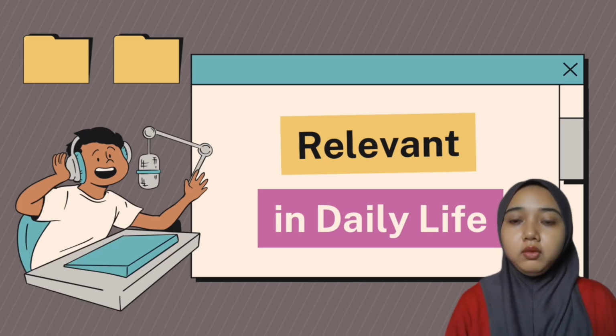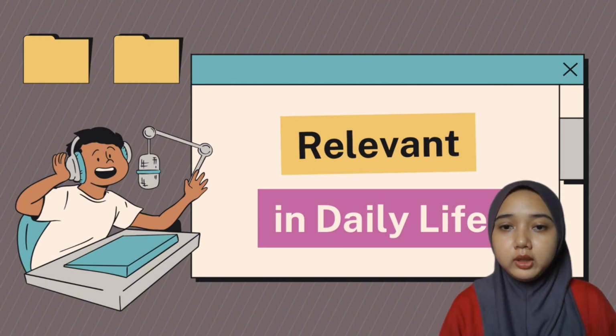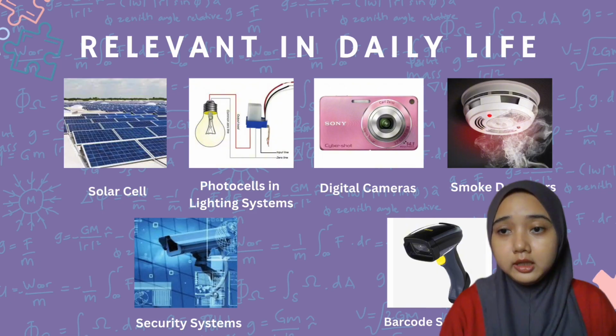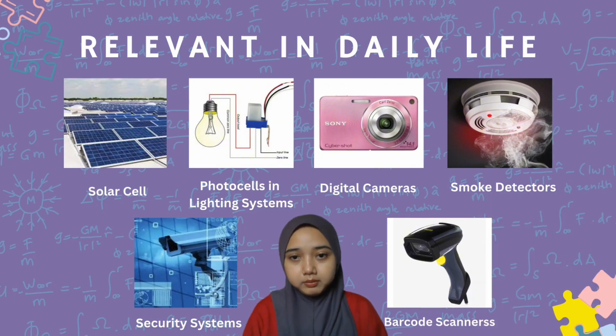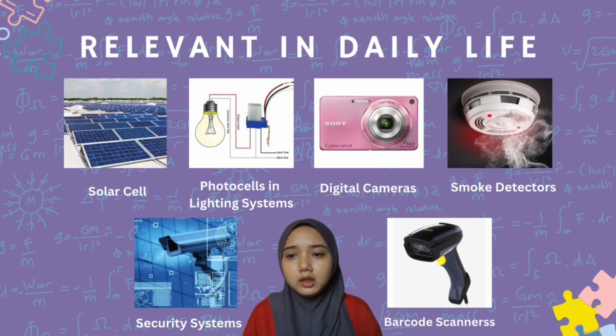The photoelectric effect, which refers to the emission of electrons from a material when it is exposed to light, has several practical applications in life. Here are a few examples. The first one is solar cells. Solar cells or photovoltaic cells rely on the photoelectric effect to convert sunlight into electricity. When photons from sunlight strike the surface of a solar cell, they can release electrons, generating an electric current.